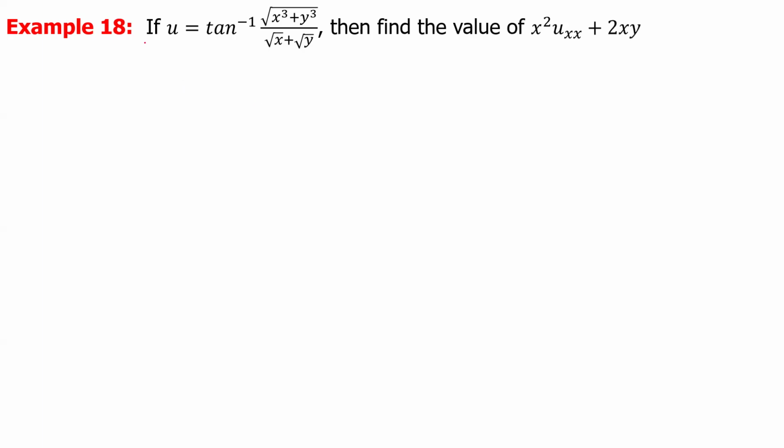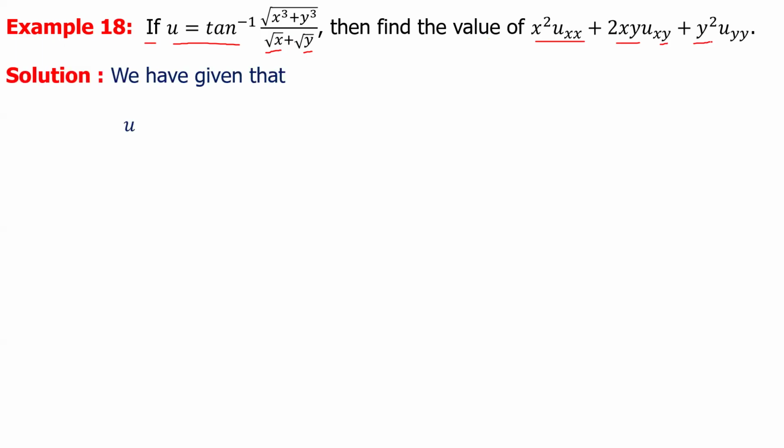In this lecture, we take the question based on Euler's theorem. The question is: if u is equal to tan inverse of root over (x cube plus y cube) divided by (root x plus root y), then find the value of x square uxx plus 2xy uxy plus y square uyy. We have given that u is equal to tan inverse of root over (x cube plus y cube) divided by (root x plus root y).